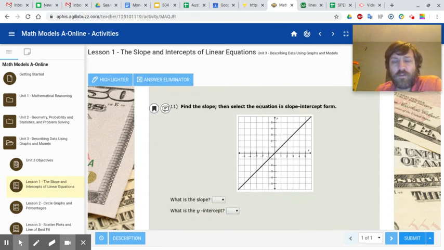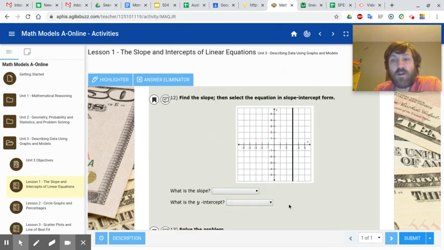Find the slope, then select, again, same idea. So we know the y-intercept, that's the easy one to find. The y-intercept is 0. And then my slope is just going to be, again, we do rise over run. So we go up 1 over 1. Up 1 over 1. So that's 1 divided by 1. Rise over run. And so then my slope will be 1, because 1 divided by 1 is 1.